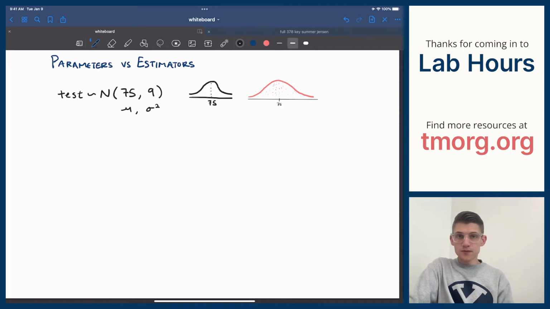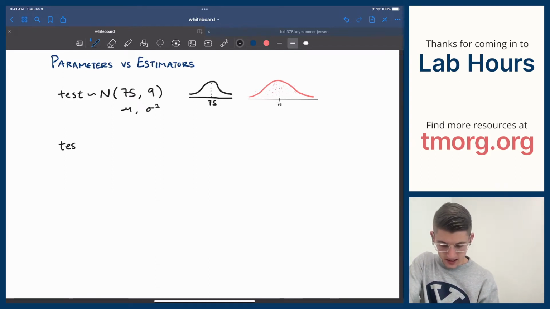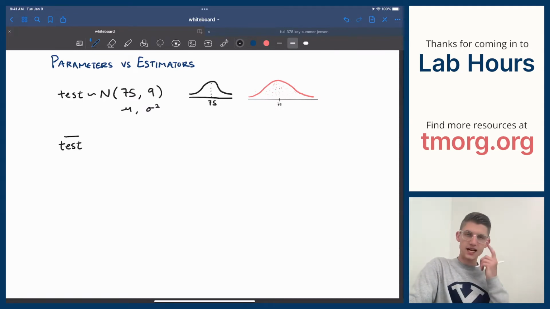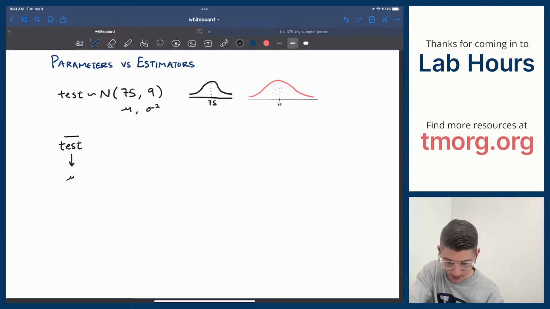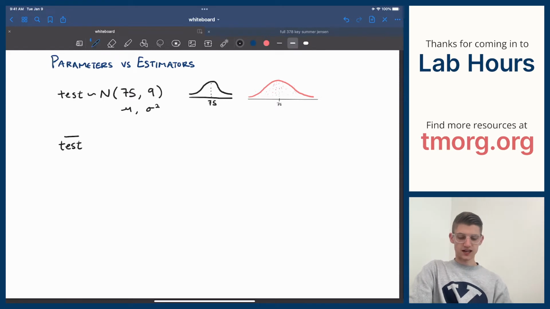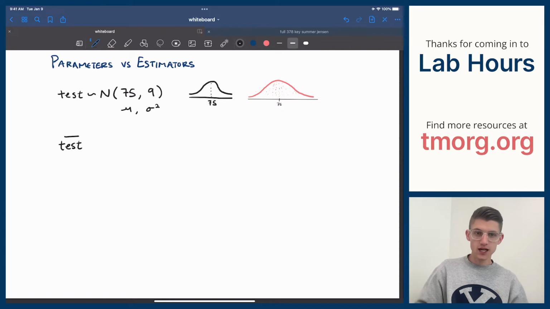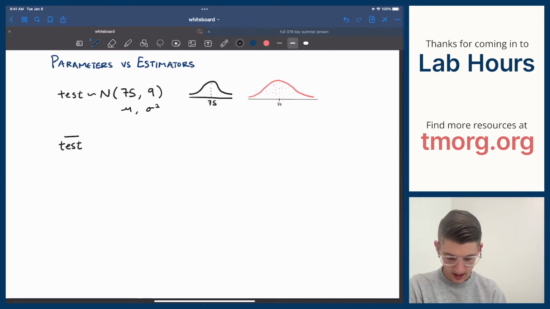Maybe what they'll do is they'll take a sample, right? And they'll call it test bar, or test average. That's what we're going to call it now. We've been doing things like X bar, right? X bar is going to be our estimator for mu, or test bar would be our estimator for mu test, right? Something like that. It will make more sense in just a second, okay? So what I could do is I could calculate some sample average, okay?